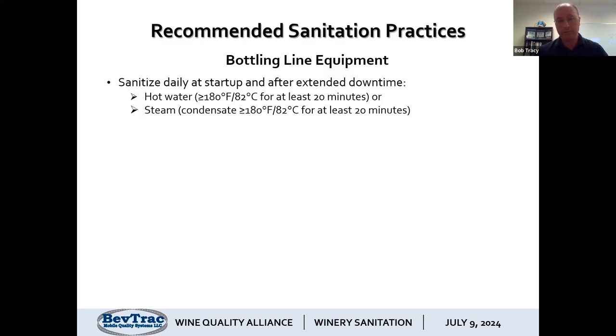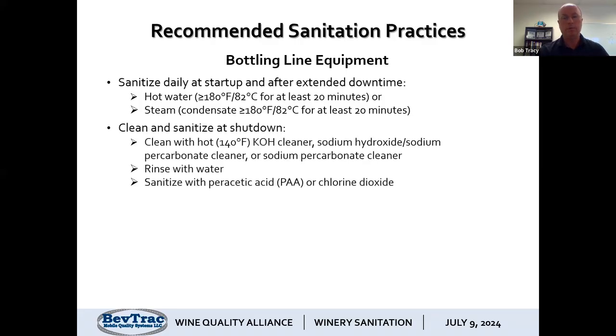Sanitize daily at startup and after extended downtime with either hot water, and again, the hot water has to be at 180 degrees for at least 20 minutes, or use steam. So that's a startup or after extended downtime. At shutdown, usually daily shutdown, you want to use a chemical CIP. So you want to actually clean with a hot potassium hydroxide cleaner or sodium bicarbonate cleaner, rinse with water, and then sanitize with peracetic acid or chlorine dioxide.